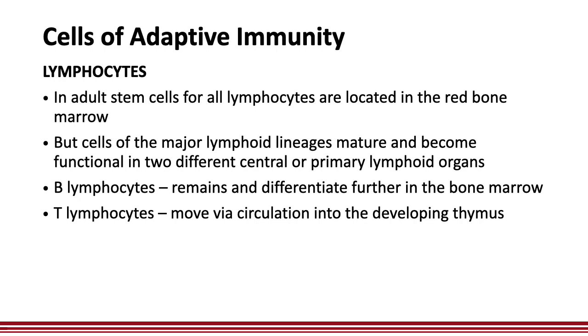So precursors of lymphocytes are located in the bone marrow. However, as part of their maturation process, they leave the bone marrow. Some of them leave the bone marrow to go to the thymus to mature into T cells. Another subset remain and differentiate in the bone marrow to become the B cells.